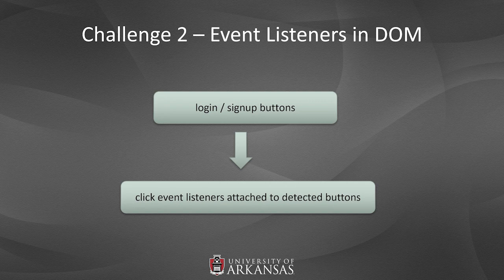The second challenge lies in the login and sign-up buttons. We handled it by attaching an event listener to all detected login buttons or sign-up buttons that exist on this page, so that when the button is clicked, the detection algorithm is run again on the updated page.